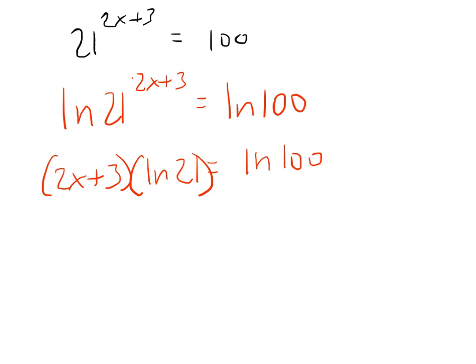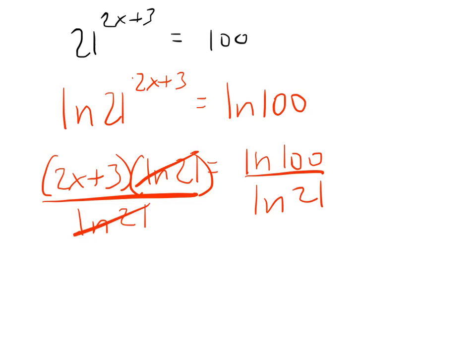Now here's a trick for this one. I could distribute that natural log of 21, but before I do that, I'm going to divide both sides by the natural log of 21, because I think that's going to make our lives a little bit easier. The natural log of 21 will cancel, and I'll be left with 2x plus 3 equals the natural log of 100 divided by the natural log of 21. When we enter that into our calculator, we get 1.513.